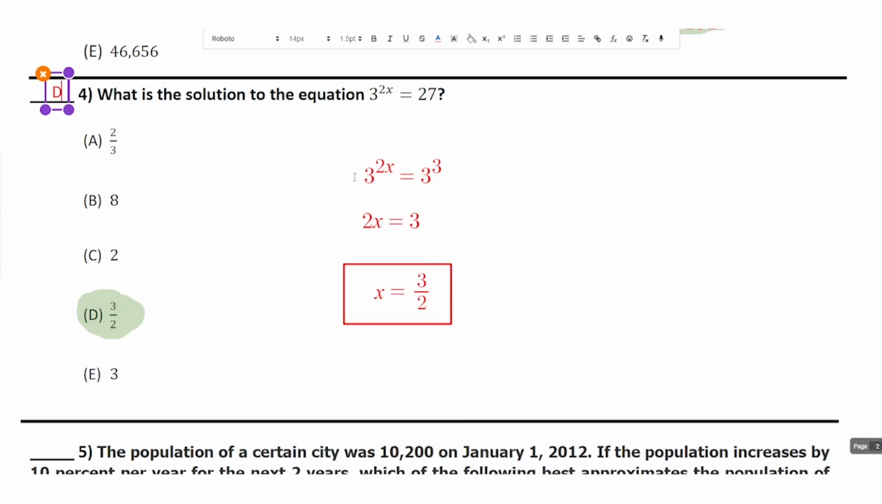And if that doesn't work, which it won't, try 8. 3 to the 16th power, does that equal 27? No. Plug in 2, okay, 3 to the 4th, is that 27? And you can basically keep going, and eventually you're going to get D is correct. So if you don't know how to solve this, at least try this little strategy of plugging in the answer choices.